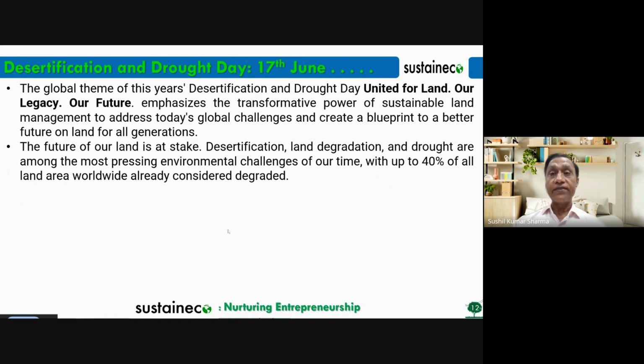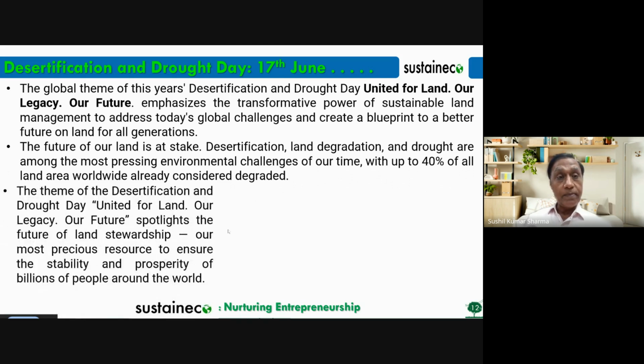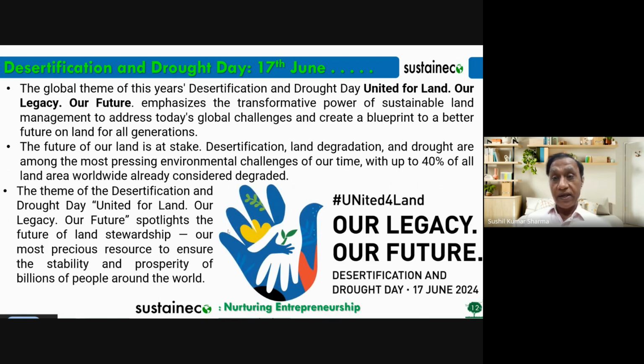Desertification, land degradation, and drought are amongst the most pressing environmental challenges of present times, with up to 40% of all land area worldwide already considered degraded. So as we have seen, we are talking about 35% of our territory in India. Globally, it is 40%. The theme of the Desertification and Drought Day, as I have stated, is United for Land, Our Legacy, Our Future. So, 17th June, keep in mind and learn about it. Not only learn, act on what we can.